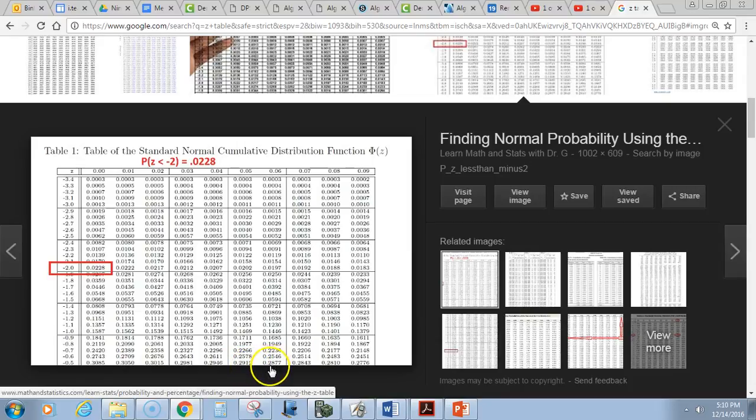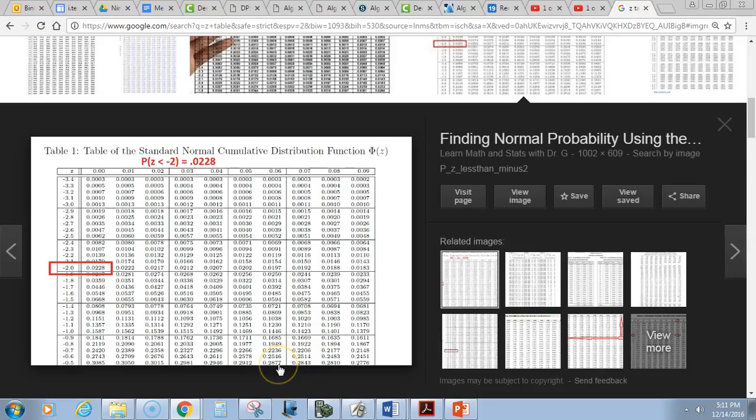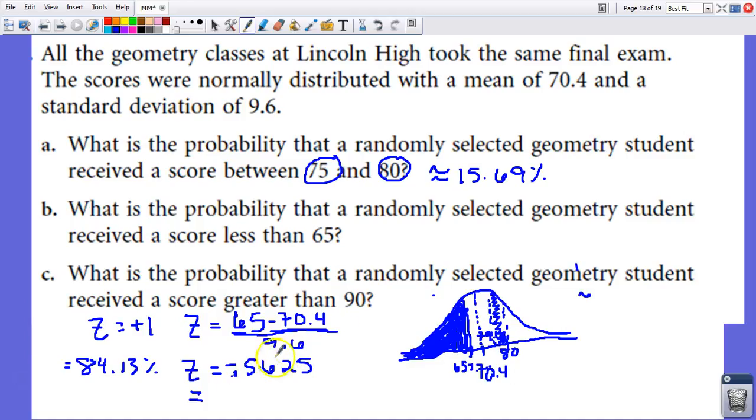0.5625. About 28.77%. Yeah, so it's going to be this, about 28.77%. Approximately.